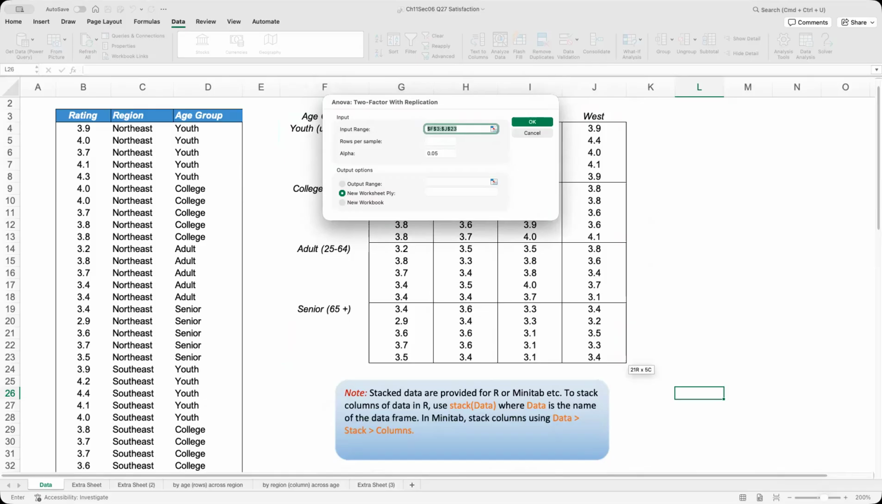But it says rows per sample underneath that. I need to tell it how many are in each group so it knows to block that out. There are 5 in each sample group. If I didn't have balanced data, it would treat blanks as blanks, not as zeros. But I still need to make sure I had the same number of rows available in each block. Alpha is 0.05. Let's put the output in a new sheet.